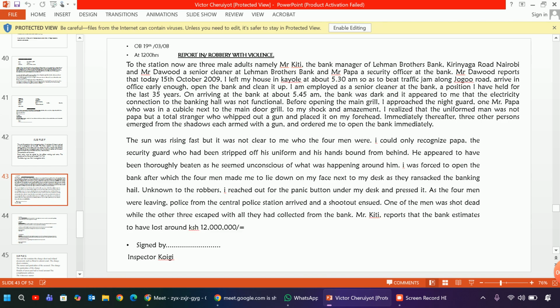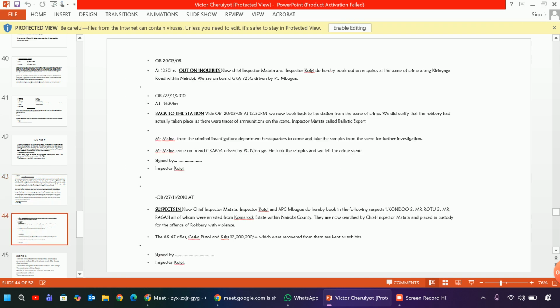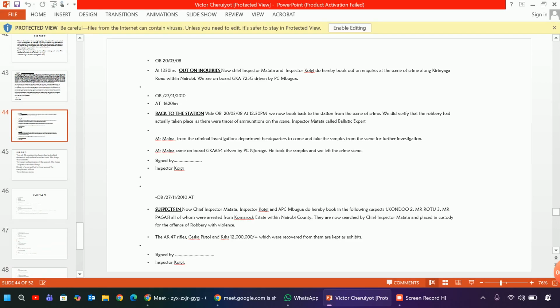We move to the next slide. So that's a sample of the investigation diary. You see we have the OB, then the time, then the subject of what the investigating officer was doing, which was out on inquiry. Then the parties involved are described there. They were booking to go to Kirinyaga Road within Nairobi. They were on board a GK motor vehicle with the driver.